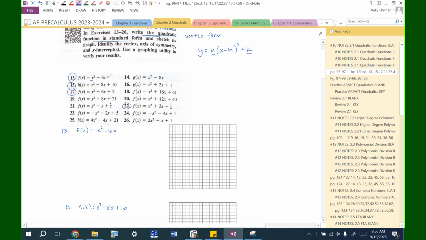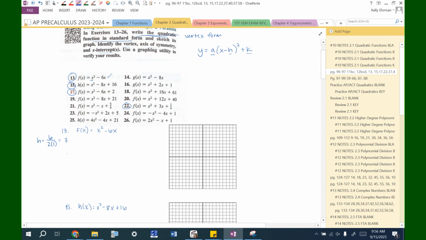Sketch the graph, identify vertex, axis of symmetry, x-intercepts. You can graph to verify. So first off, I want to get the vertex. So I'm using the vertex formula. The vertex formula is where h equals the opposite of b over 2 times a. B is the number in front of the x term. A is the number in front of the x squared term.